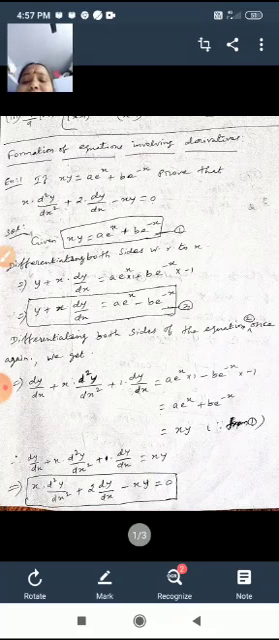Then we differentiate both sides of equation 2 again with respect to x. Therefore, y differentiated with respect to x gives dy/dx, plus x dy/dx differentiated again gives x d²y/dx² plus 1 dot dy/dx, equal to a e^x into 1 minus b e^(-x) into minus 1. This is equal to a e^x + b e^(-x).